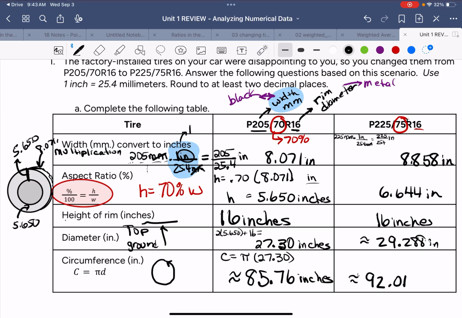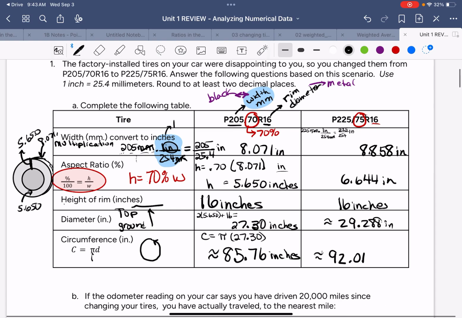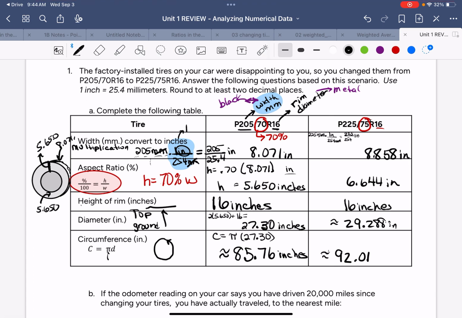We say approximate because we know pi is irrational, so we're not going to get an exact answer. We've been rounding all along, but we want to round as little as possible till we get there. Okay, so remember that that means that every time that wheel goes around, this wheel is going to go about 7 inches further. Every time it goes around, 7 inches further, every single time.